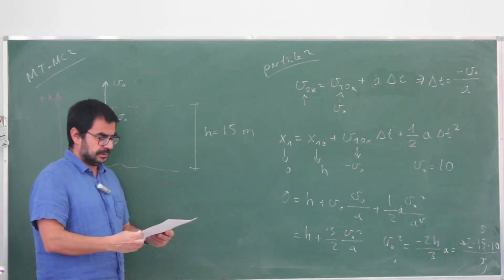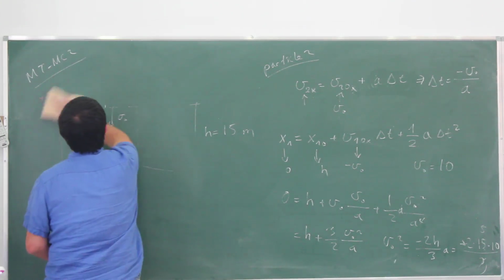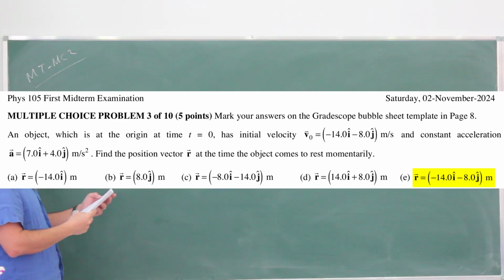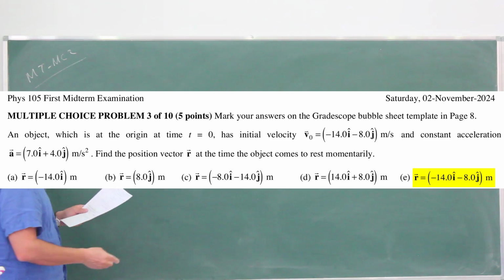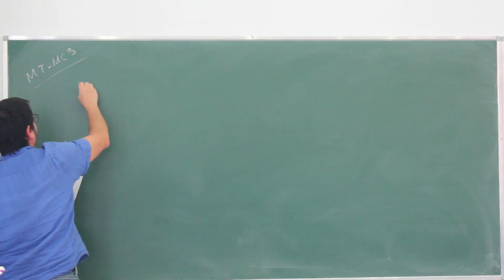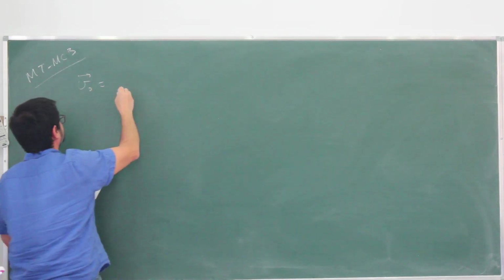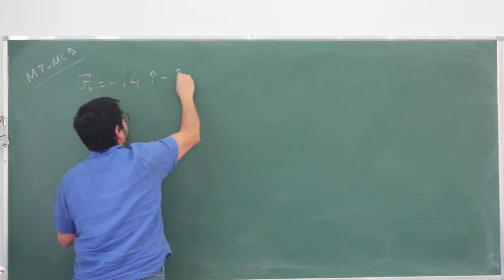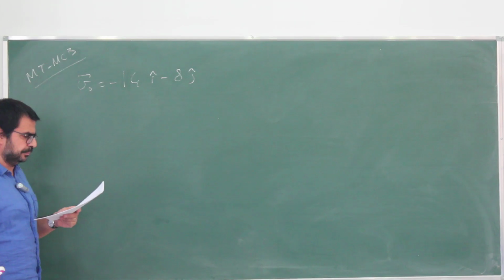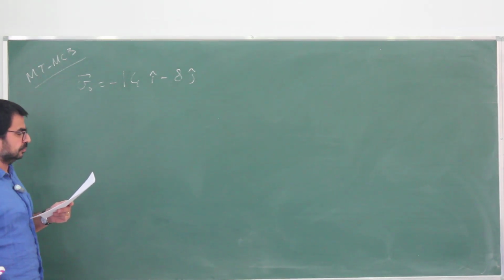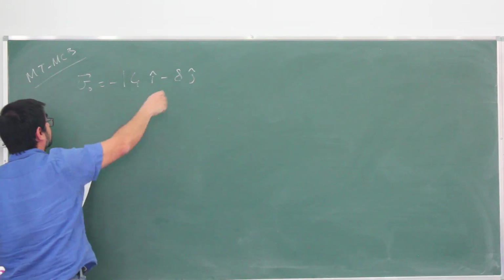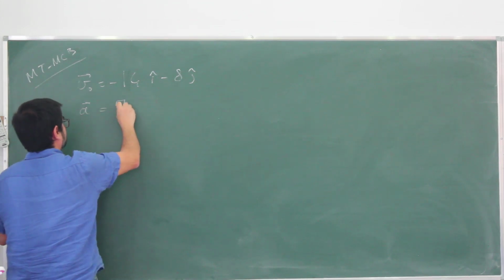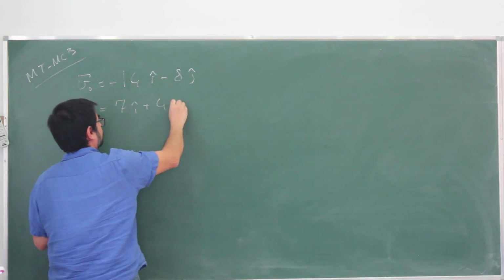Okay, let's take a look at another one. I'll just keep going. T equals 0, and then initial velocity v0. Okay, so this is multiple choice 3. v0, our initial velocity is minus 14 i hat minus 8 j hat. It's actually given with 0.0. I'm just not going to write those down. Meters per second. I'm again not going to write those down. The acceleration itself is 7 i hat plus 4 j hat.